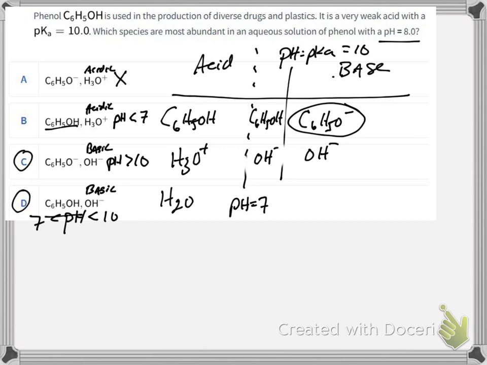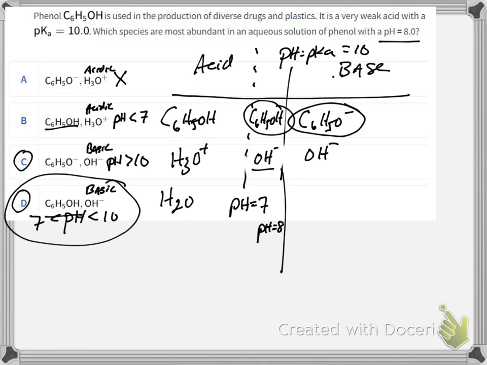And now we're just looking at where is 8. So pH equals 8 is right here. And under that case, we're under C6H5OH. We have a basic solution, so the answer will be D. All right, so we can't pick C because that would only be true at any pH greater than 10. If the pH is between 7 and 10, the answer is D. And the answer is B for any pH less than 7.